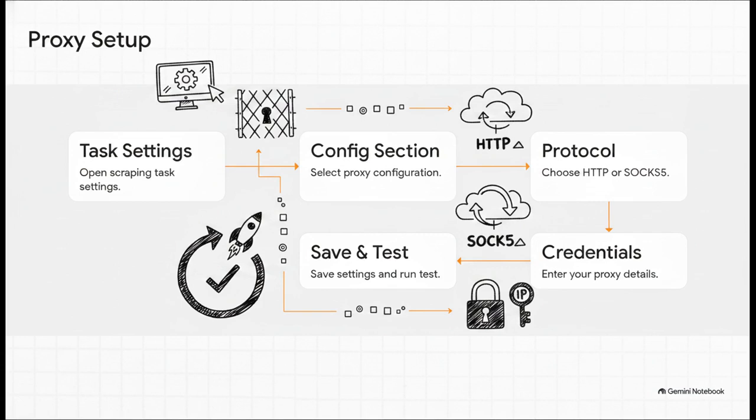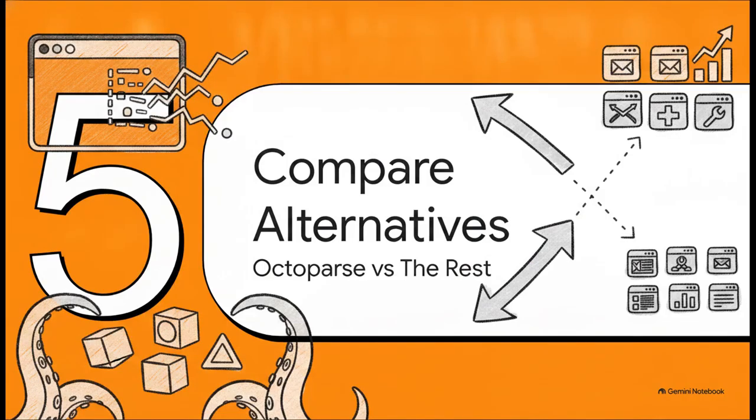The really brilliant part is that if you're using rotating proxies, every single request your scraper makes can automatically swap to a new IP address. It drastically reduces your chances of getting caught without you having to lift a finger. Let's look at Section 5, comparing the alternatives, Octoparse versus the rest of the market.